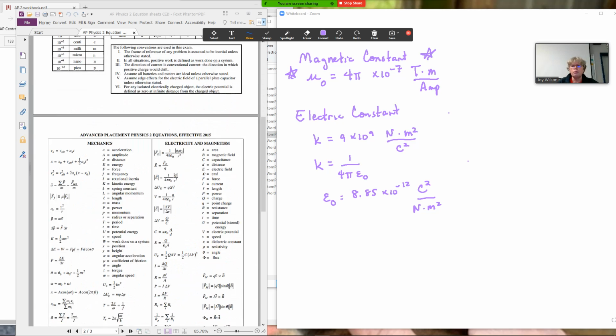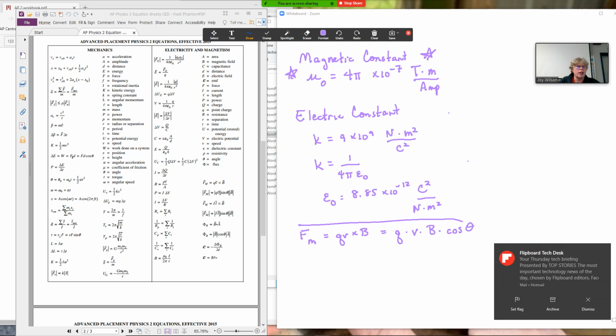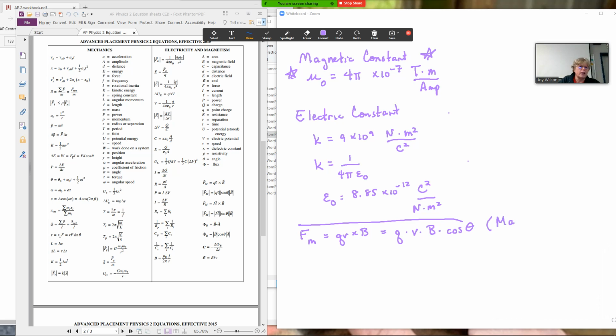Then if you scroll up, you'll see that there's a section entitled Electricity and Magnetism, and because I want us to work with some of these formulas, I'm going to point out some of the key ones. The first one is force magnetic is QVB, V cross B, which means it's Q times V times B times the cosine of the angle between them. I'll illustrate how this works, but we use this one a lot because this is the formula for finding the magnetic force.